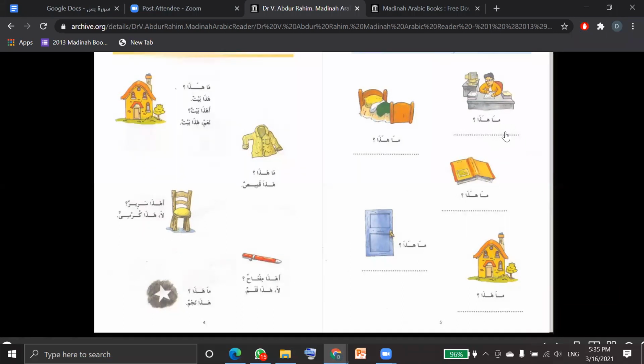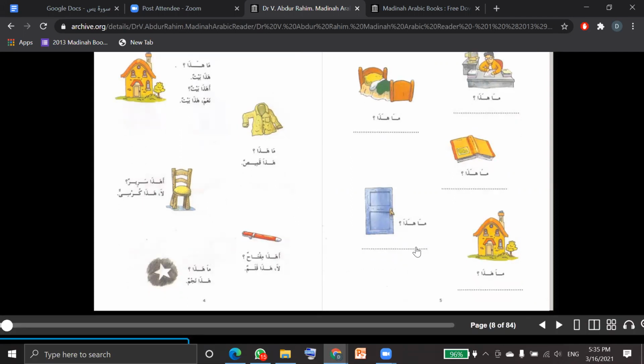What is this? Hada. How would you answer? Hada maktabun. Excellent. Ma haza? What is this? Hada sarirun. Excellent. Ma haza? What is this? Ma hada kitabun. Excellent. Ma hada, what is this? هذا باب. Excellent. And then? ما هذا is what is this? هذا بيت. Excellent. You're awesome. Alhamdulillah.